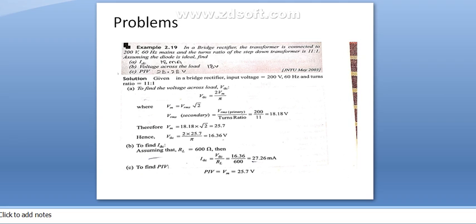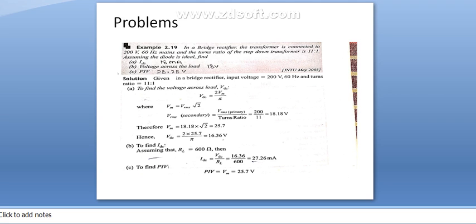So here in the bridge rectifier, the input voltage is 200 volts and 60 Hz. The turns ratio is 11:1. So to find the voltage across the load, VDC equal to 2 Vm by pi. In the bridge rectifier, it is 2 Vm by pi. So from this you can calculate Vm value, that becomes 25.7 volts.